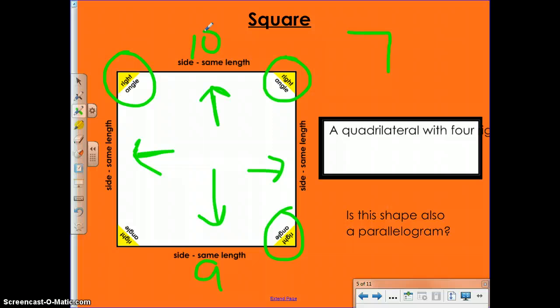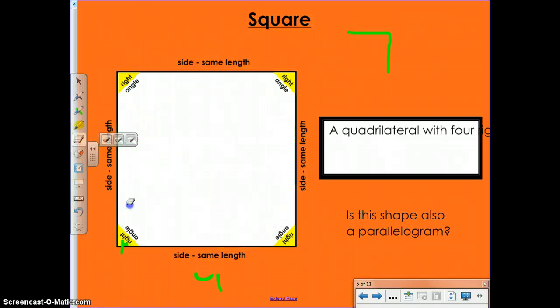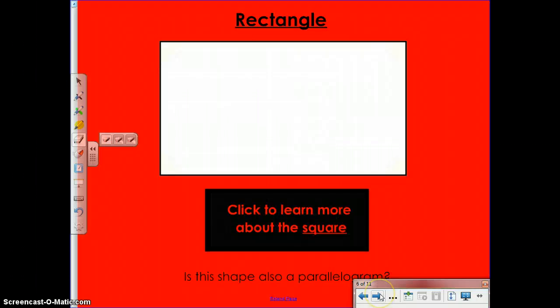So a square is a parallelogram because it has two sets of parallel sides, these ones here, these ones here, okay? But the unique thing about a square is that it's made up of all right angles and all the sides are the same length. Okay? Now the next one we have is a rectangle.